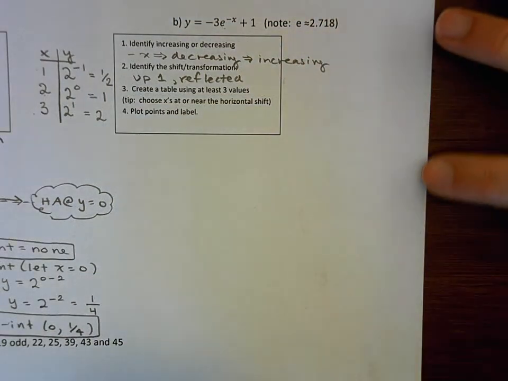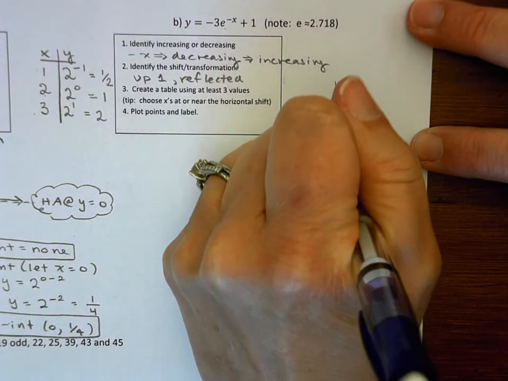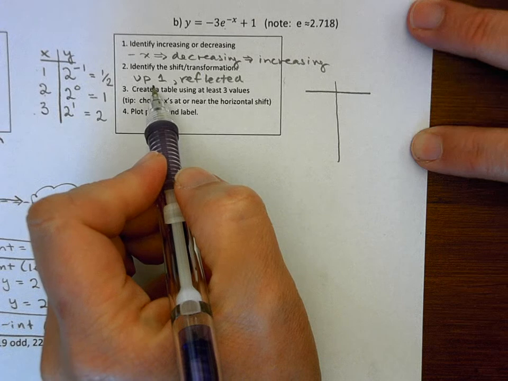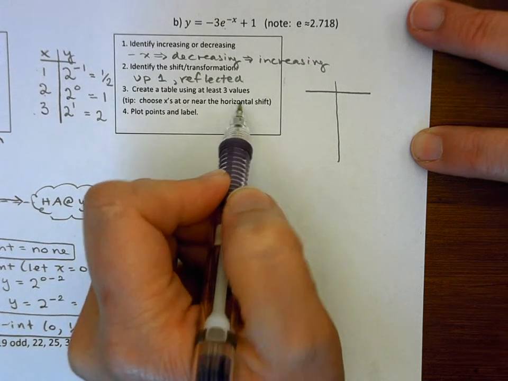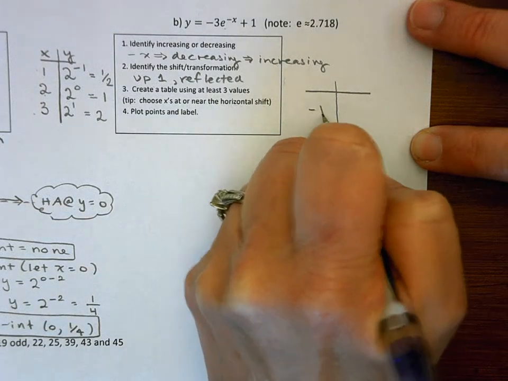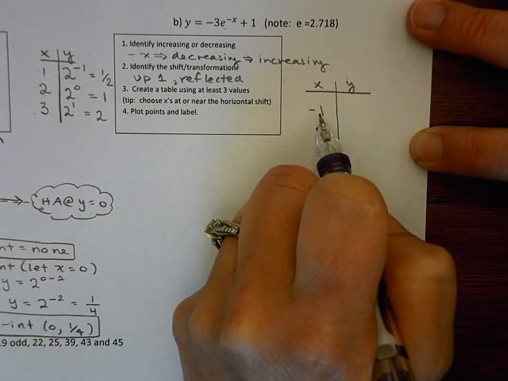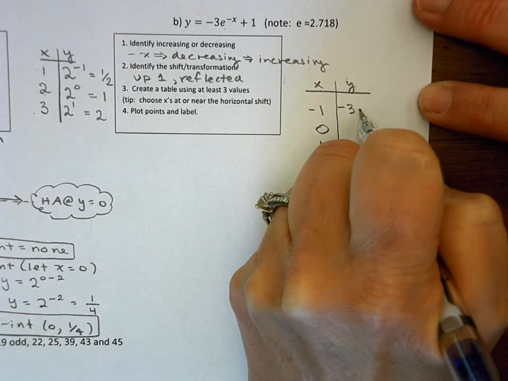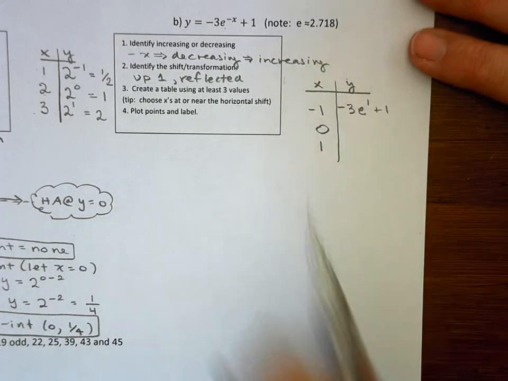All right, so I want to create a table. So I have no horizontal shift, right? And so I always want to create near the horizontal shift. So no horizontal shift means 0. And then one number smaller and one number larger. And so I'm going to replace -1 for x. So I'll have -3e, and that'll be a double negative, so that'll be 1 and then +1.